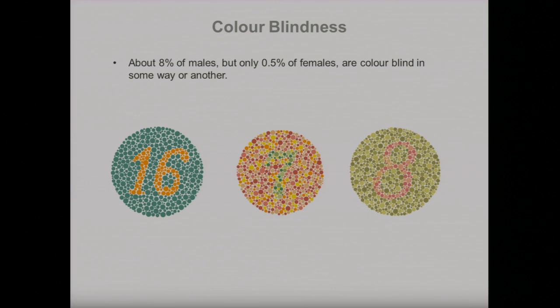So, quick and easy test. What's on the left side? Which number? 16. Everyone can see number 16. What's in the middle? 7. Most people can see number 7. Some people can't see anything. What's on the right side? 3. Did anyone say 3? So if you see 3, you have a slight deficiency towards color blindness.